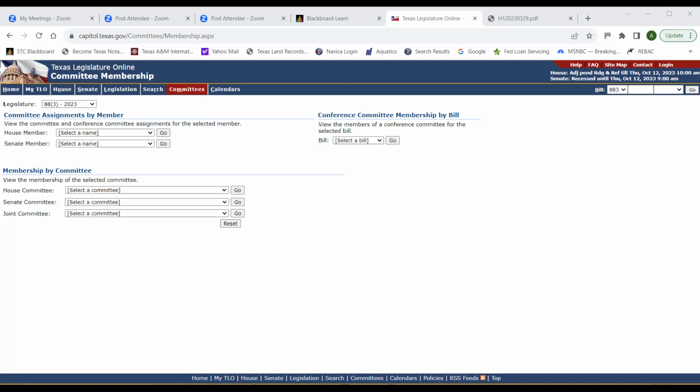And of course, we also have interim committees. These are committees that meet during the downtime of the Texas legislature. Remember, last time we talked about how the Texas legislature meets once every 2 years for a spring semester, a couple of months.